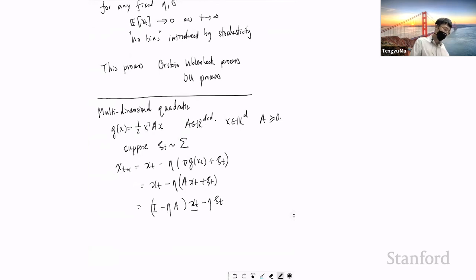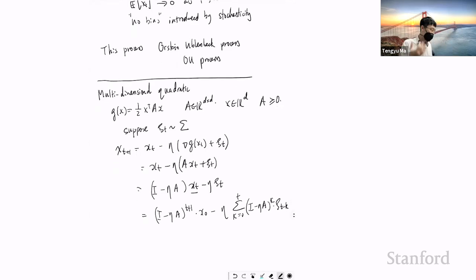We replace x_t, the definition of x_t as a function of x_{t-1}, and you do this recursively. Eventually, if you roll out, you get (I minus eta A) to the power t plus 1 times x_0 minus eta times the sum of (I minus eta A) to the power k times ξ_{t-k}. And you can see this is still the same kind of intuition. This is the contraction. Of course, this is a matrix. You are multiplying something less than identity, so you are contracting in a matrix sense.